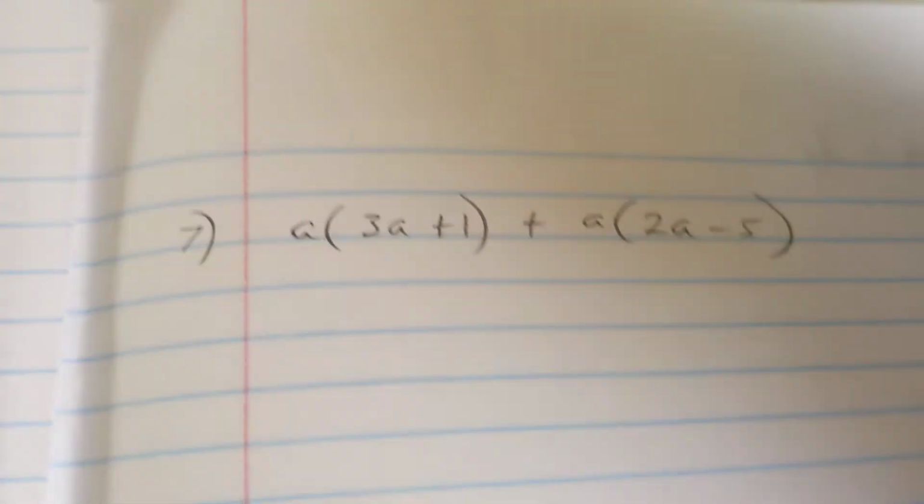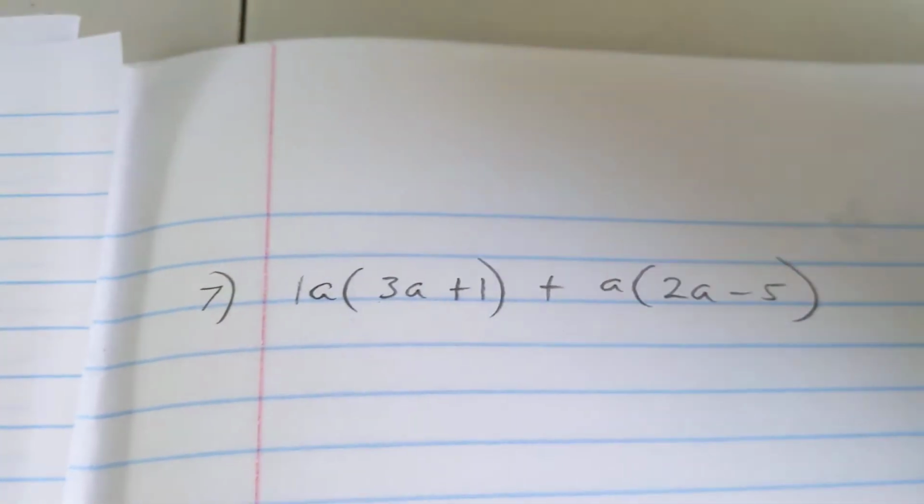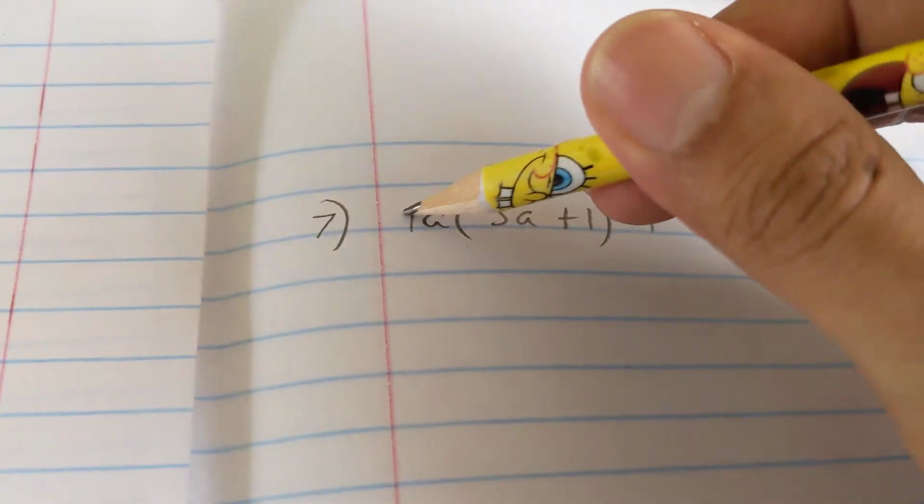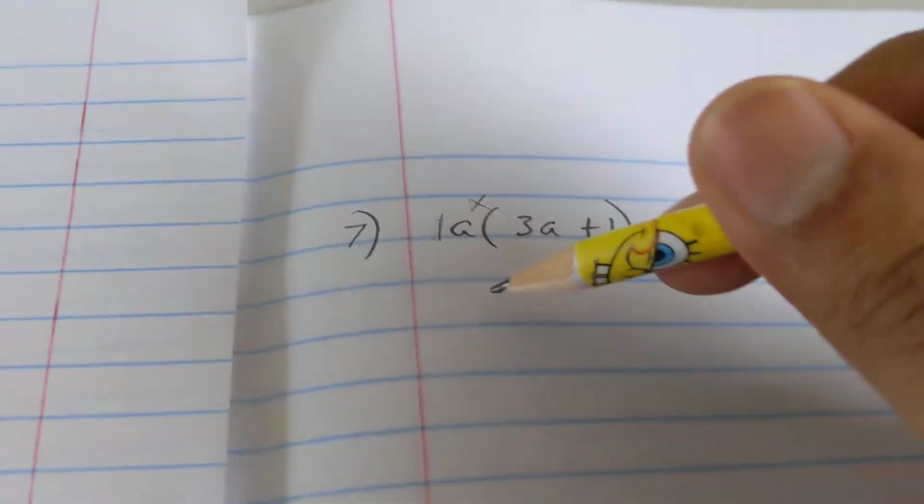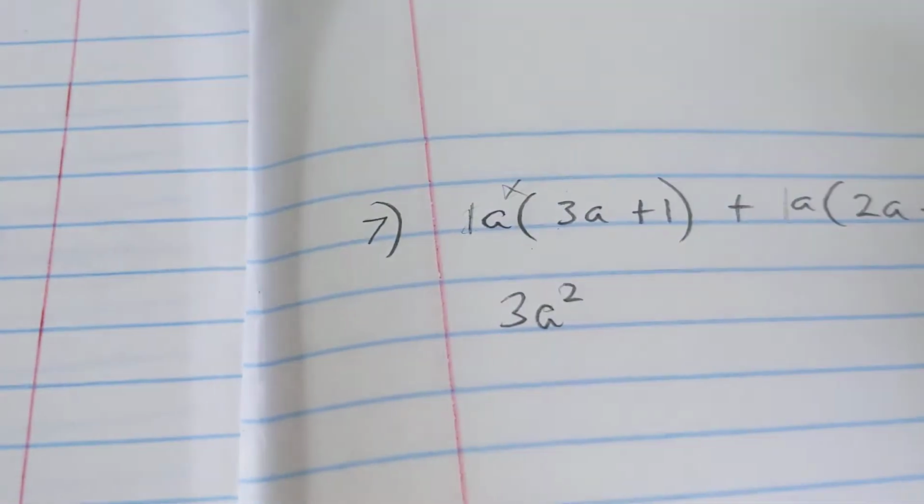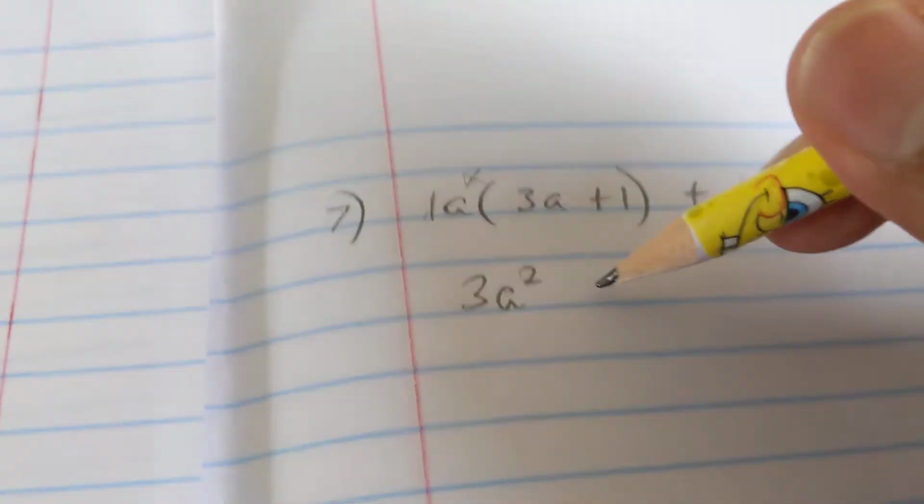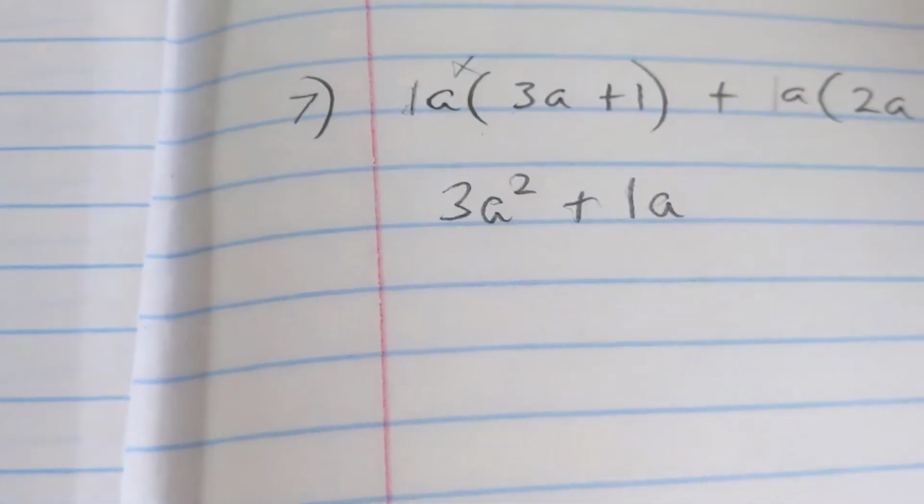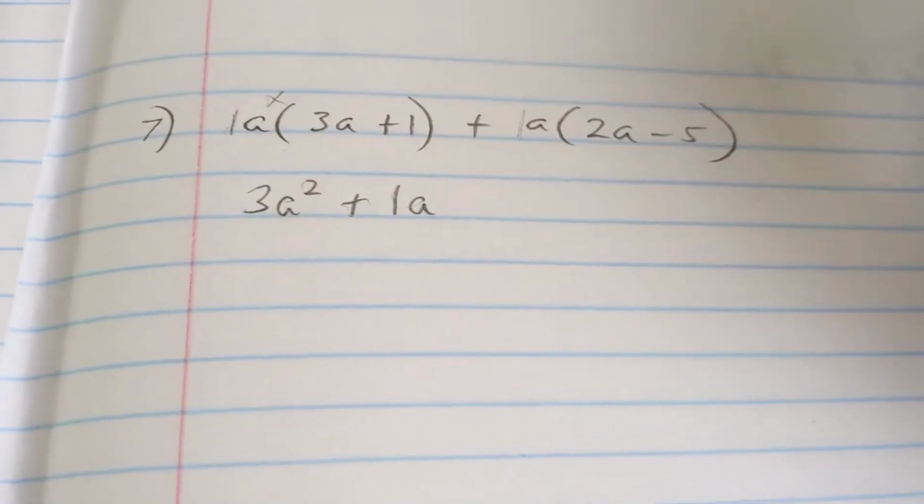Here we have a times 3. Again, if I don't see a number in front, it's understood as 1. So we have 1 times 3, because remember brackets mean multiply. 1 times 3 is 3, but a times a is going to be aa, which is really a squared. 1a times 1, anything times 1, is going to give me back the exact same thing. I could put 1a or a, it doesn't matter, both of them mean the same thing. It's a preference how you prefer to see it.